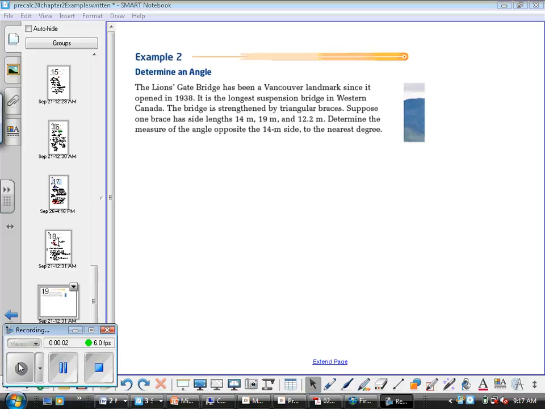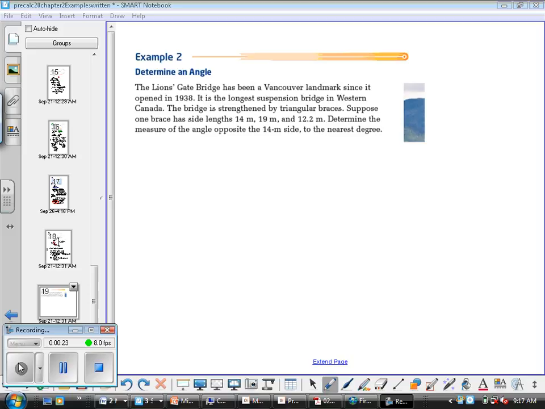Okay, example 2 for cosine law is this one about the Lions Gate Bridge. The Lions Gate Bridge has been a Vancouver landmark since it opened in 1938. It's the longest suspension bridge in Western Canada, and it's strengthened by triangular braces. Suppose one brace has side lengths 14 meters, 19 meters, and 12.2 meters.